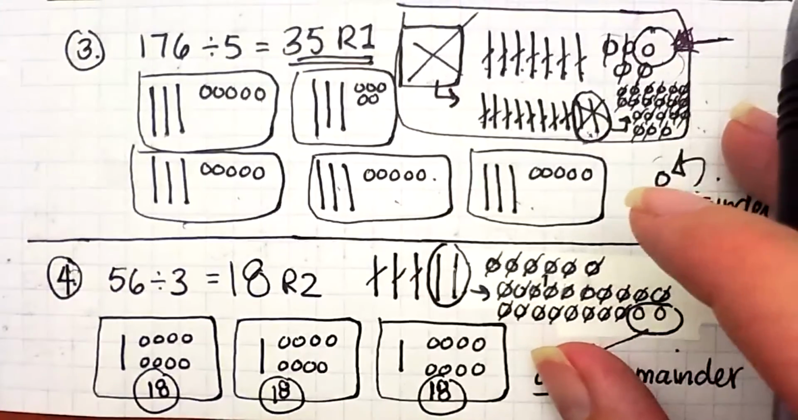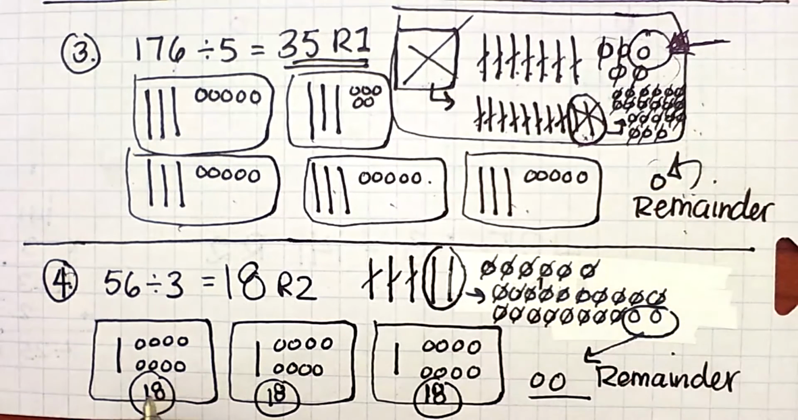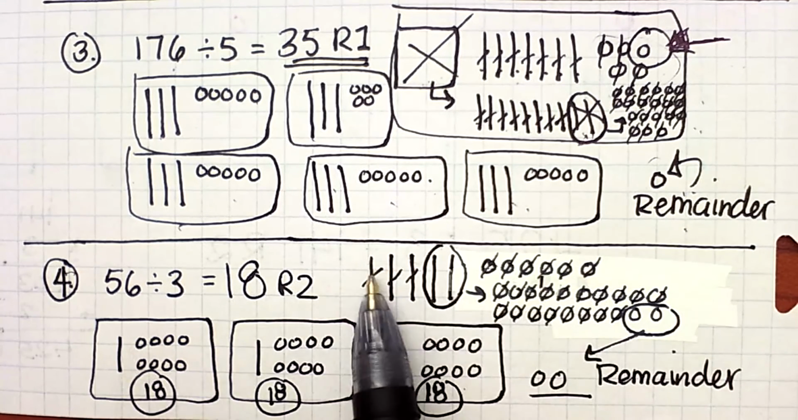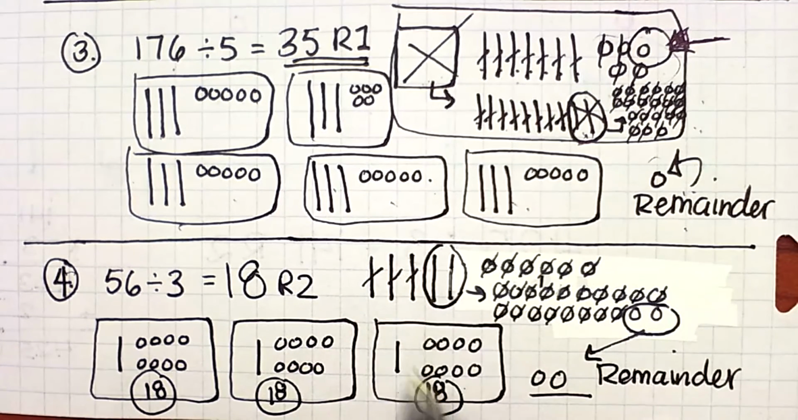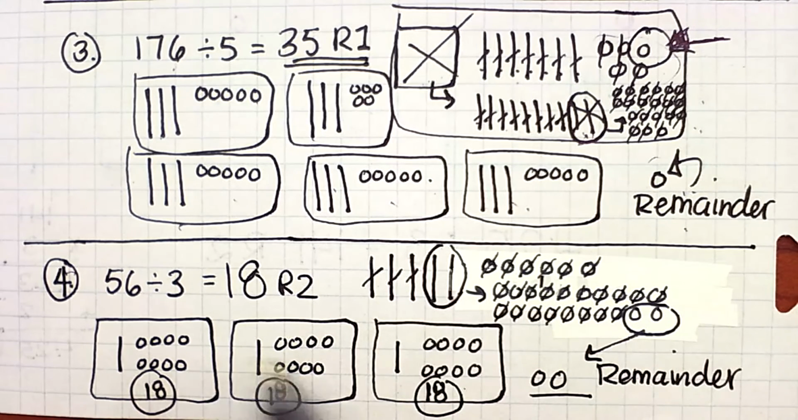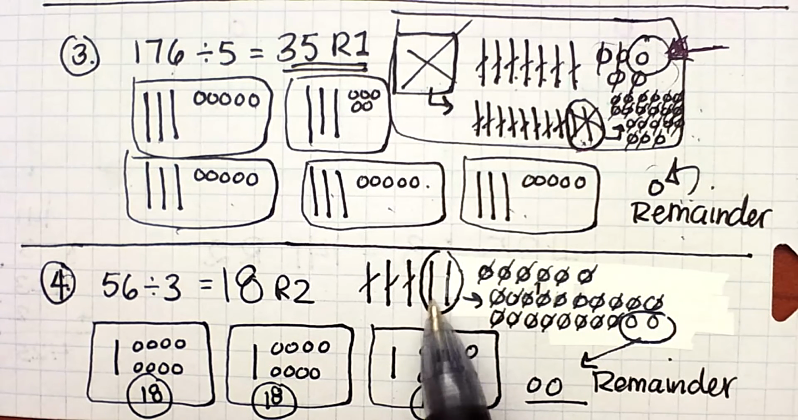For number 4, we had to do 56 divided by 3. So I drew my 3 groups. I drew my 56, my 5 tens and my 6 ones. And I was able to put 1 group of 10 into each one, and I crossed it out as I used it. But then I had 2 more groups of 10s that I didn't know what to do with because I can't share them between 3 groups. So I had to decompose or break apart these 2 10s into 10 ones and then another 10 ones.